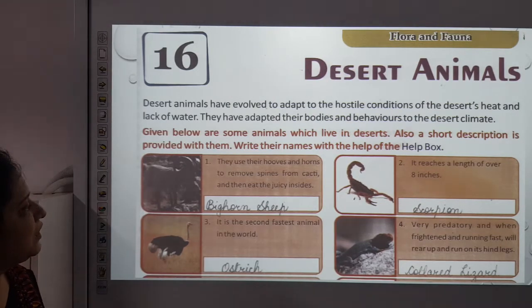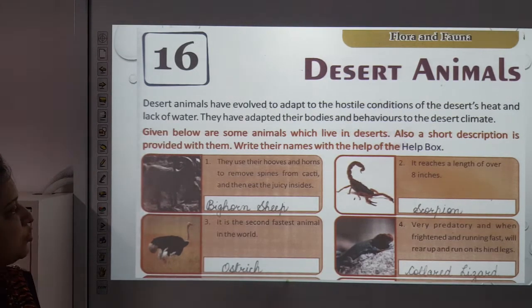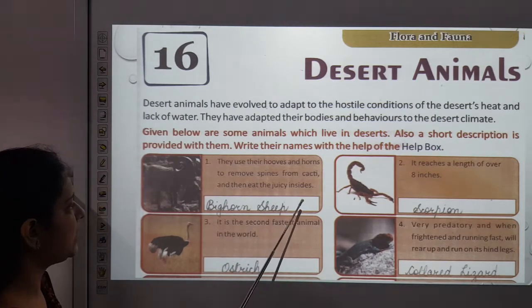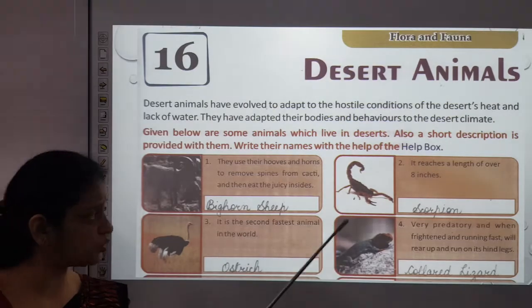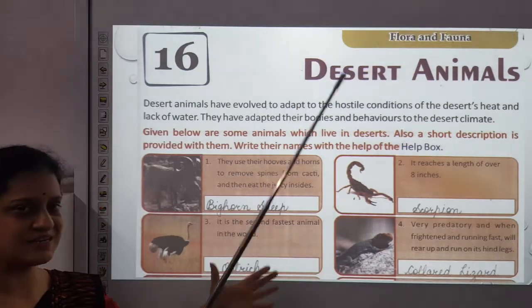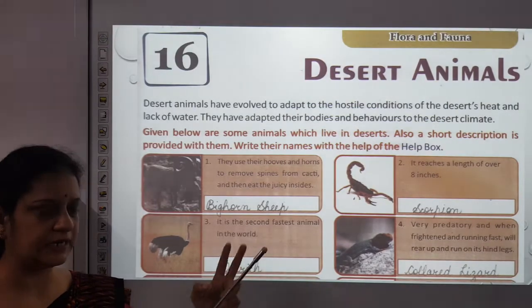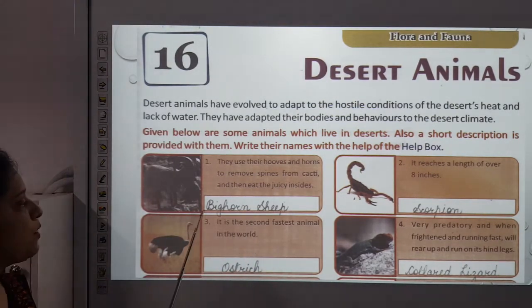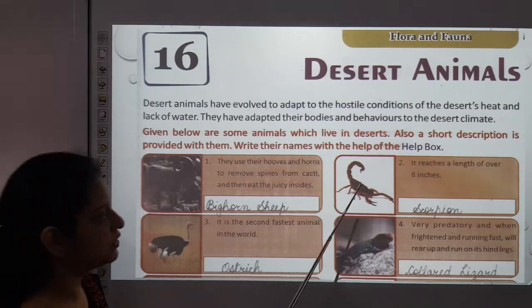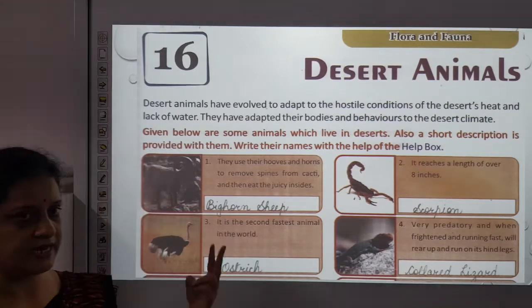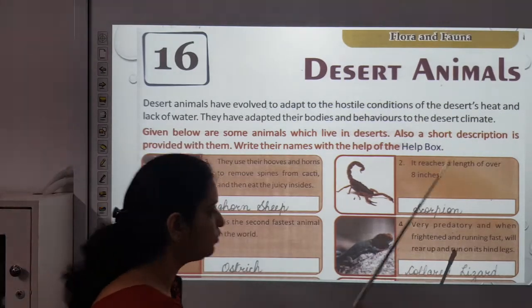Number 1, they use their hoofs and horns to remove spines from cacti and then eat the juicy insides. So they use their hoofs and horns to remove the outer spines so that they can eat the juice inside, that is bighorn sheep. Number 2, it reaches a length of over 8 inches, that is scorpion.